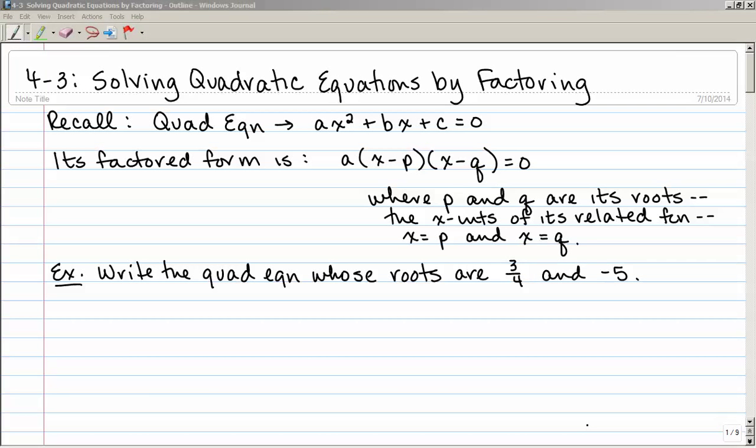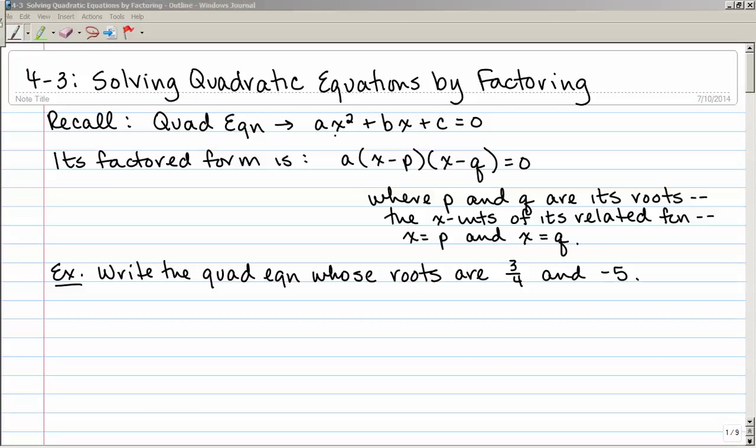Section 4.3 is entitled Solving Quadratic Equations by Factoring. In the last section we looked at solving quadratic equations by graphing, and what we did was we graphed the related function and found where it crossed the x-axis. Many quadratic equations can be factored, and sometimes that's a little easier than graphing.